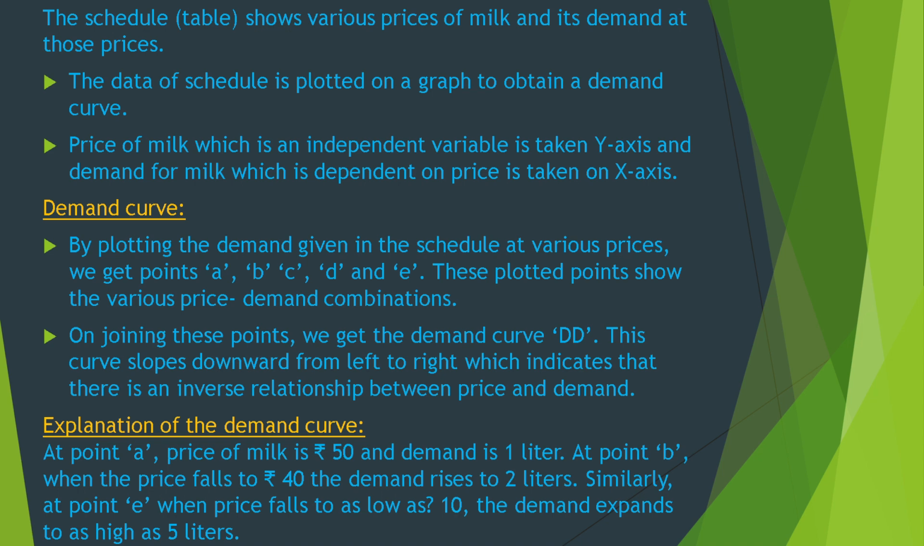Explanation of the demand curve. At point A, the price of milk is rupees 50 and the demand is 1 liter. At point B, when the price falls to rupees 40, the demand rises to 2 liters. Similarly, at point E, when the price falls as low as 10, the demand expands as high as 5 liters.